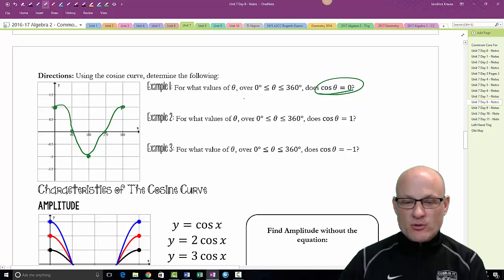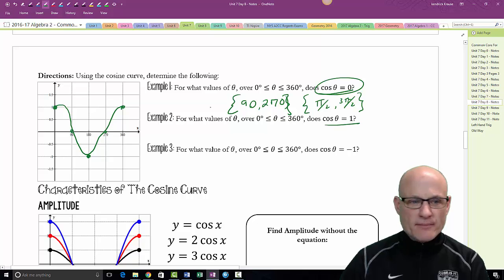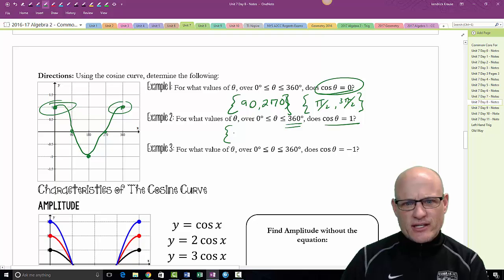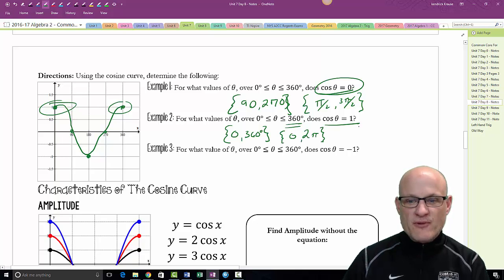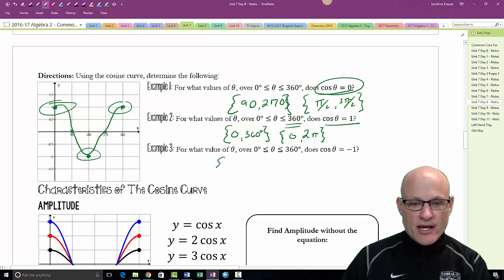So for what values does cosine equal 0? Okay, it equals 0 at 90 and 270. If I said that in radians, I would say pi over 2 and 3 pi over 2. When does it equal 1? Well, it equals 1 here and here. Notice it says equal to 360. Sometimes it doesn't have an equal to 360 because they like to trick kids. So 0 and 360 degrees. Or if I did it in radians, 0 and 2 pi. And finally, when does it equal negative 1? Down here at 180 degrees. If I wanted to, I could just say pi.